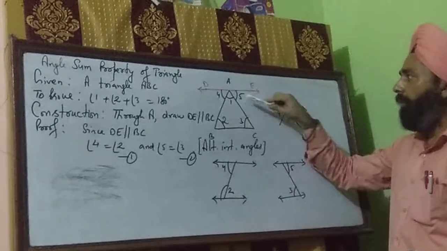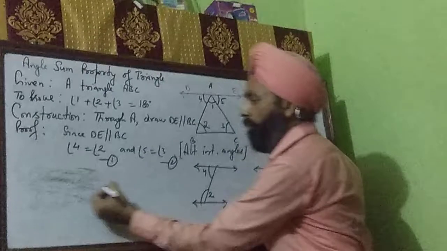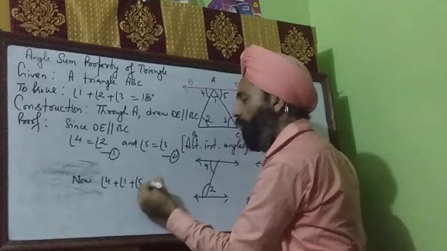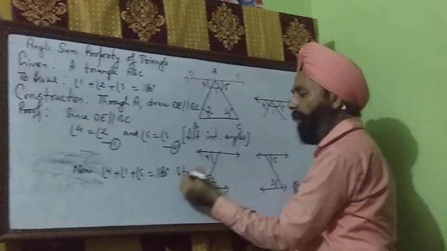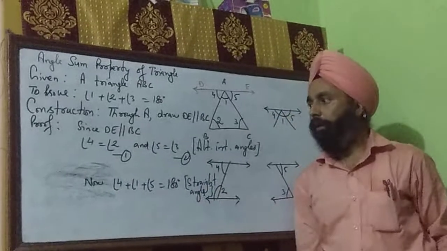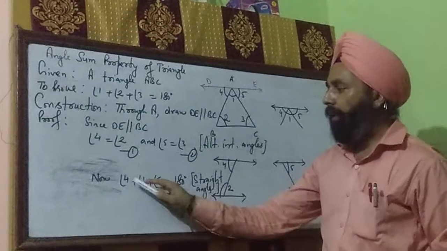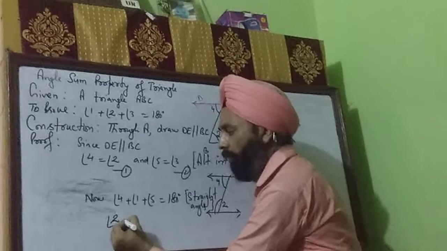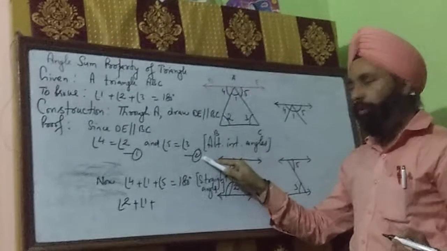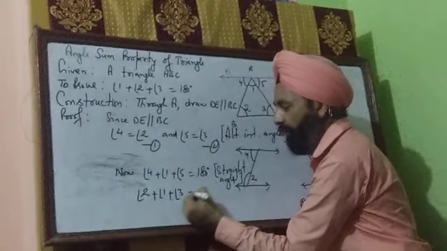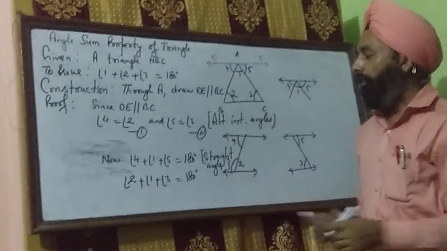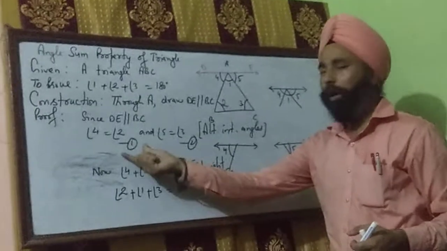Now angle 4 plus angle 1 plus angle 5 equals 180 degrees. We can say straight angle. Then angle 4 equals angle 2. From equation 1, we can replace angle 4 by angle 2, angle 1 will remain the same. Angle 5 equals angle 3. From equation 2, we will replace angle 5 with angle 3, and the result is angle 2 plus angle 1 plus angle 3 equals 180 degrees. We can mention the reason using equation 1 and equation 2.